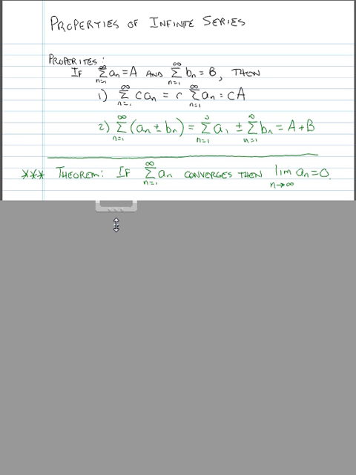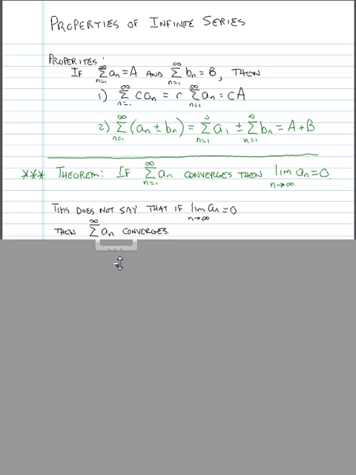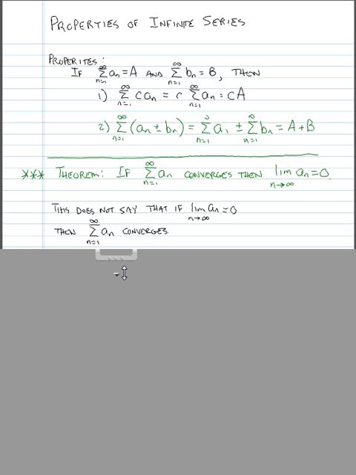Now, as you're beginning to delve into mathematics, we have to be real careful, because this is the kind of thing that students misinterpret. And so let me tell you what it does not say. It doesn't say that if the limit of the a sub n's is 0, then we know the series converges. It does not say that. And that's a big misunderstanding.